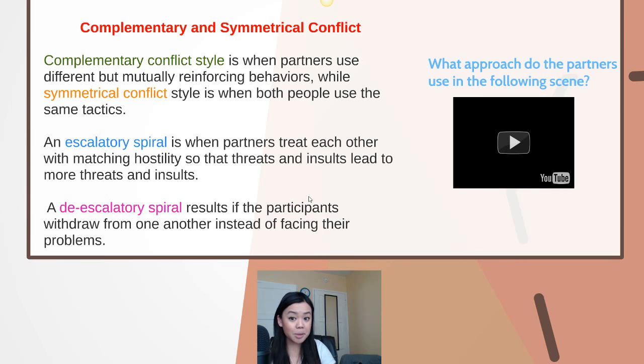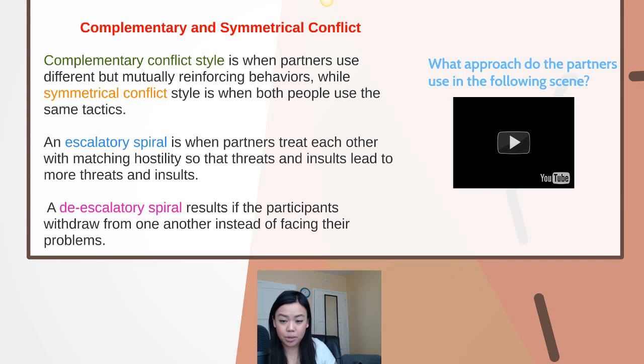And so there are two types of spirals that can come out of that when these complementary or symmetrical conflict styles are not kept in balance. Escalatory spirals are when partners treat each other with lots of hostility. They escalate the conflict. So one person says something really mean and the other person has to say something just as mean or even more mean, right, to counter back. So you get this very escalating spiral of insults and hostility and animosity and verbal abuse.